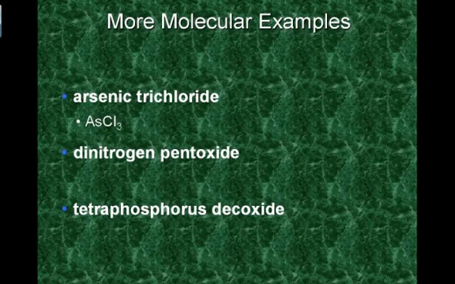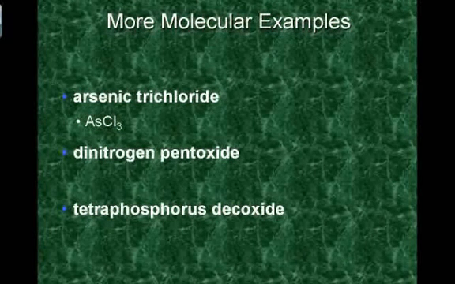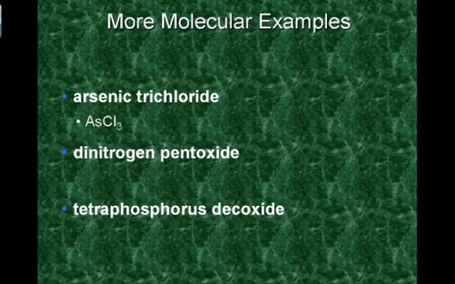AsCl3. Second example, notice it says dinitrogen, so that simply means 2 nitrogens. And then pentoxide means 5 oxygen. Pent is 5, oxide is oxygen. So then N2, dinitrogen, O5, pentoxide.